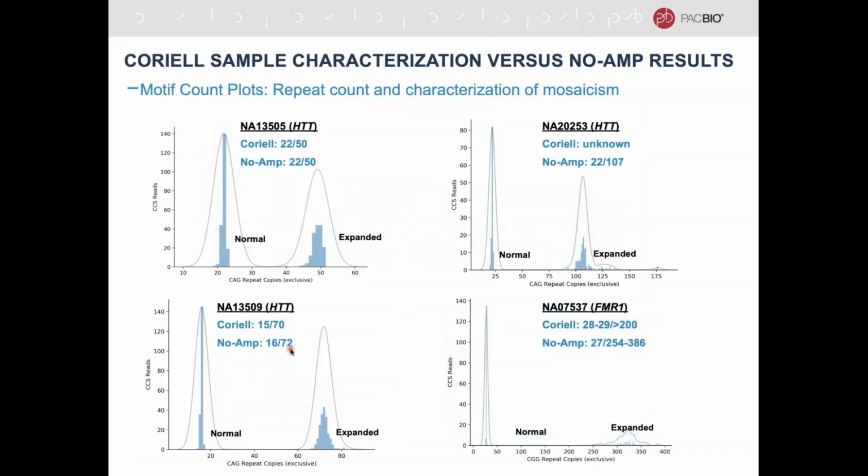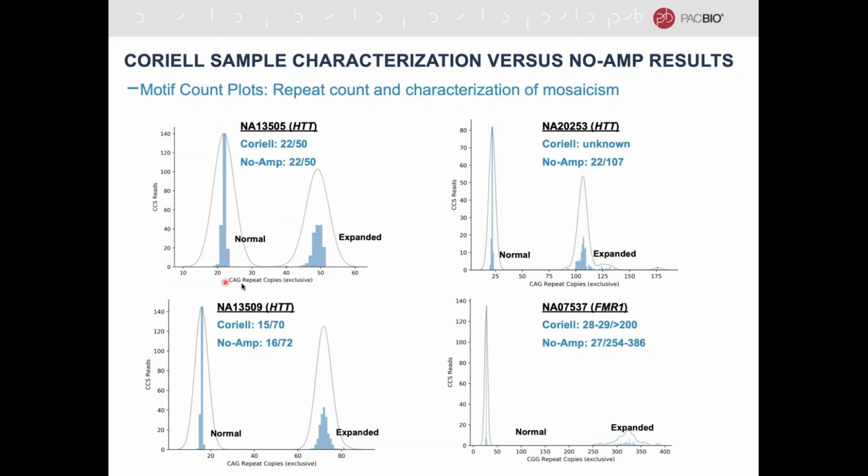Okay, so let's look at how the genotype calls compare between the traditional methods and the NOAMP method. This is what we call motif count plots, and this is available to you as part of the visualization tools that we offer for the NOAMP. What this one does is it allows you to look at the repeat count and characterize the mosaicism. What you see here is the number of CCS reads, the highly accurate reads that you have.